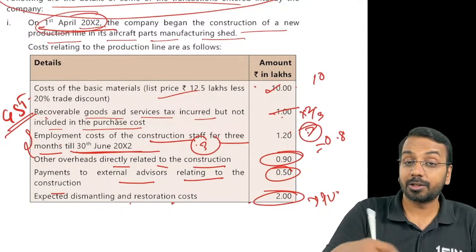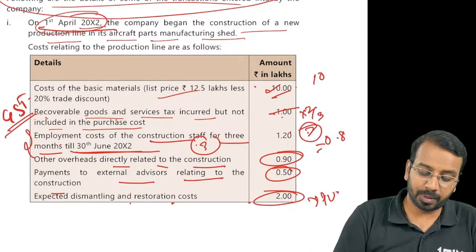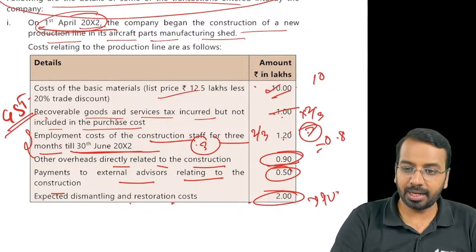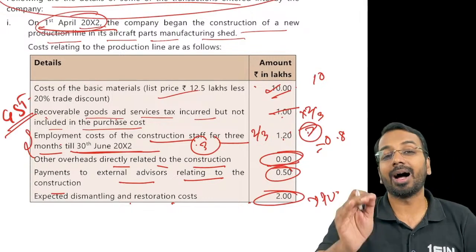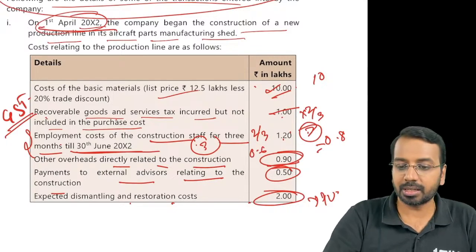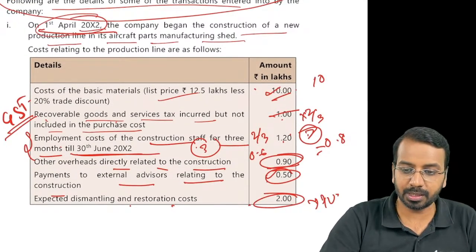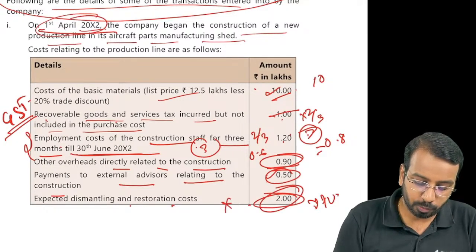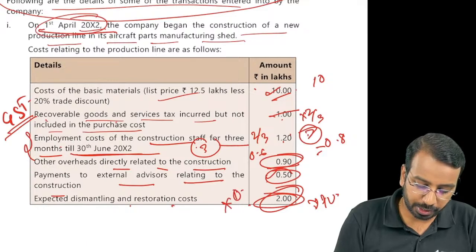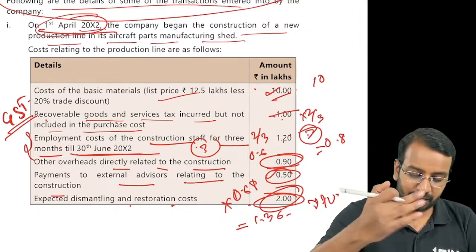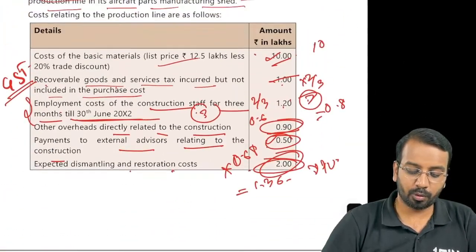So 10, simultaneously add. You can do 10 plus 1.2 into 2 by 3 plus other overheads directly related to construction 0.9. Out of that 0.3 is abnormal, so 0.6 plus. Payment to external advisors we will consider, 0.5 plus, and 2 we will not consider. Present value is what? 2 into 0.68, that is 1.36 plus, and you can do memory recall. Whatever answer you get, that will be the amount to be capitalized.